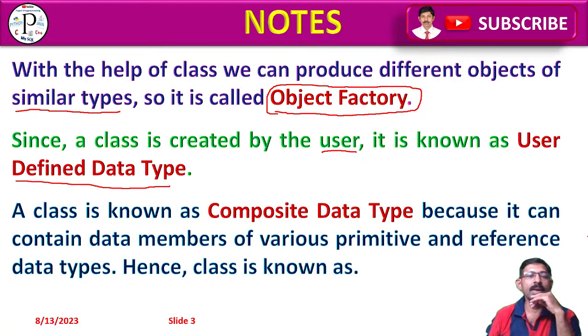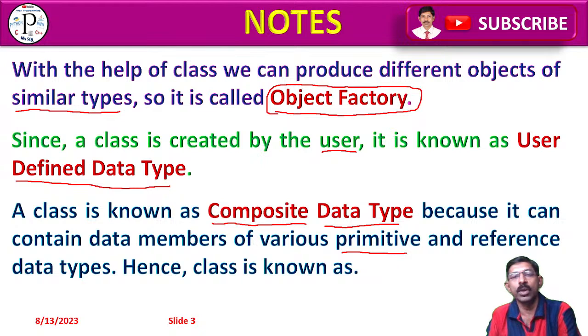The next point says that a class is known as a composite data type. Why is it called composite? Because we have to understand this point first of all. What is composing? When I'm combining one or more, it's called composing. Now what is it composing? It is composing data types. Why? Because it contains data members of various primitive types, in the sense of integer, float, character, string.